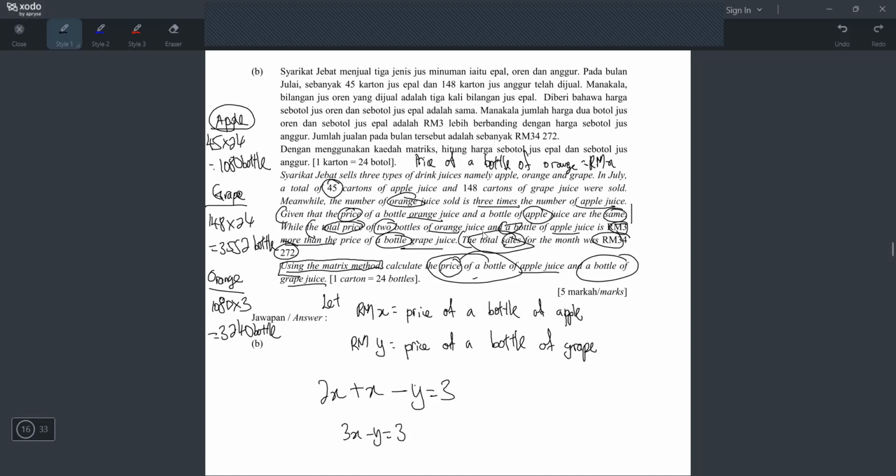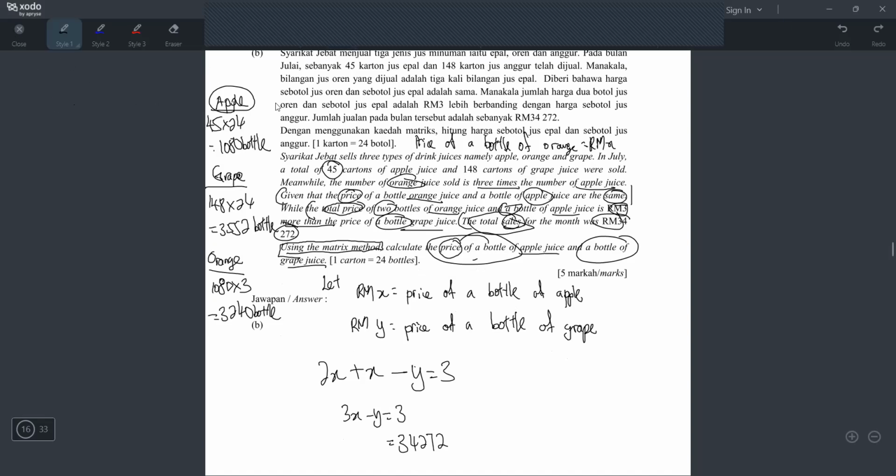The total sales for the month was RM34272. So I'll write here 34272 is the RM, but this is the total sales. What will be the total sales? I remember they say apple total sale is 1080 bottles, grape is this one, orange is this one. So I will take 1080x, because 1 bottle of apple is RMx. And then he sells this much. So 1080 times x plus grape 3552 bottles, but this one I have to times y because 1 bottle of grape is RMy. And then orange is 3240, this one times x because I wrote here already that orange and apple have the same price, that's why this one is also x.